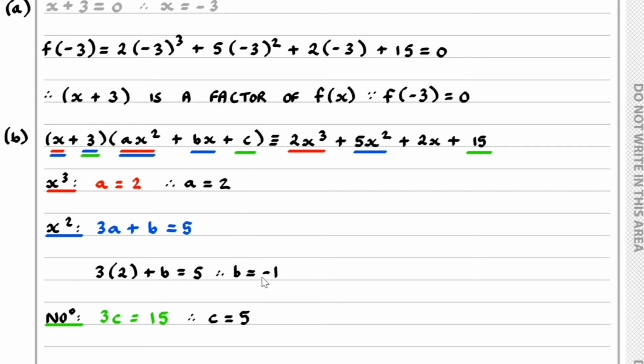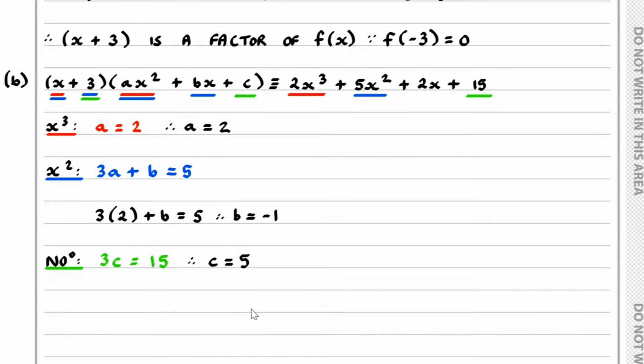We now know the values of a, b and c, and therefore we can conclude f of x is equal to x plus 3 multiplied by 2x squared subtract x plus 5. Here is f of x.